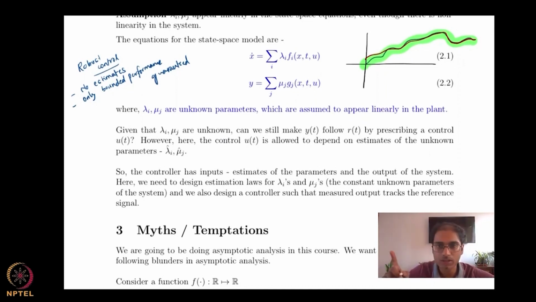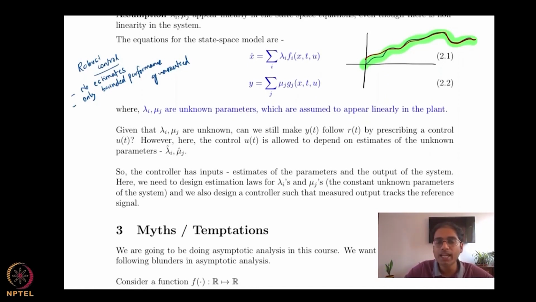Robust control does not do this. It does not use any estimates. It does not design a control based on the estimates. It just says that you are given a controller, then there are these uncertainties. What happens to the system performance in the presence of uncertainties with the nominal controller? In adaptive control, you don't even use a nominal control.